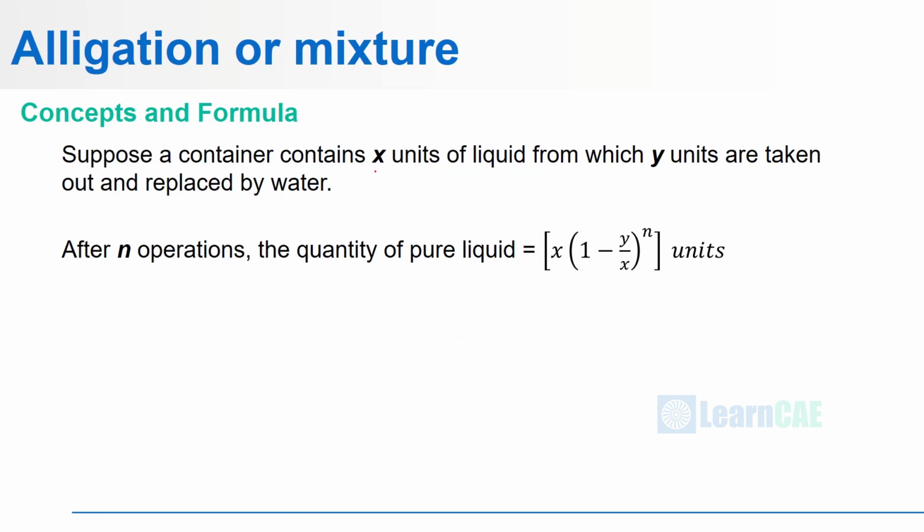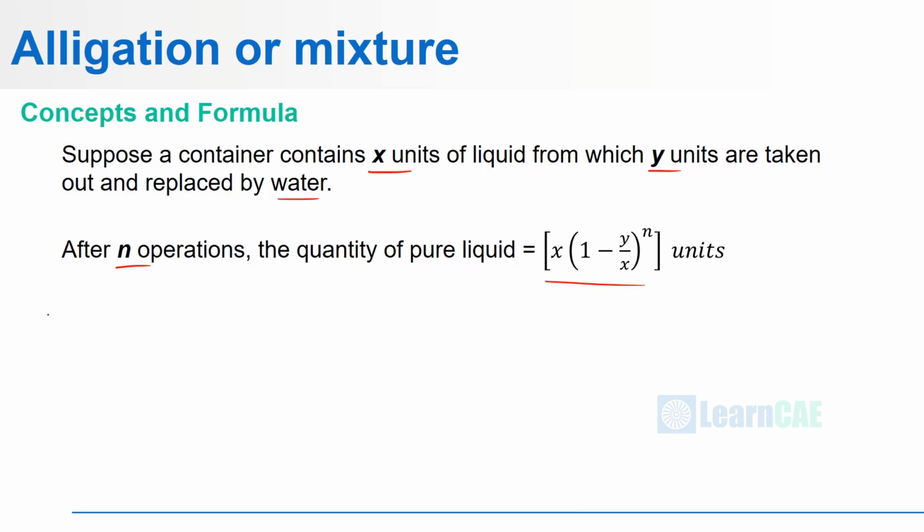Suppose a container contains X units of liquid from which Y units are taken out and replaced by water or any other liquid. Then after N operations, the quantity of the pure liquid is given by X into (1 − Y/X) power N units. So this formula is quite important to solve such problems. I will quickly show how this formula is derived.